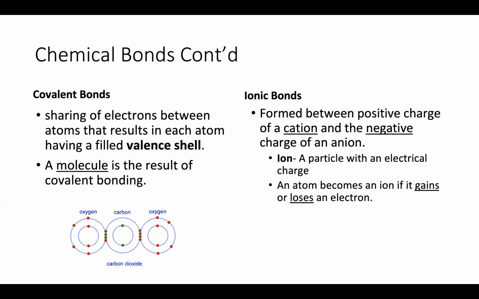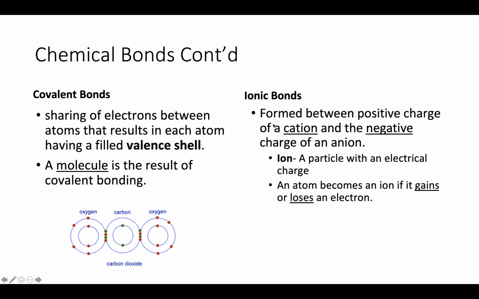a compound. Here we have carbon dioxide. I think I used salt just a minute ago, sodium chloride. So covalent bonds are when you have the sharing of electrons that are going to result in a filled valence shell, and it's basically going to result in a new molecule being made. In this case, we have interactions between carbon and oxygen in this fixed ratio, and we have a carbon dioxide molecule being formed.